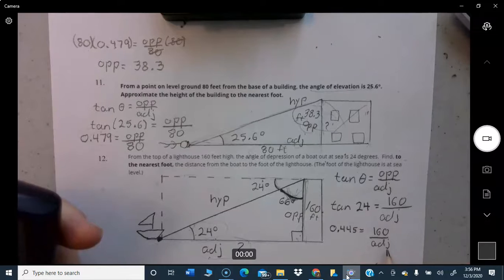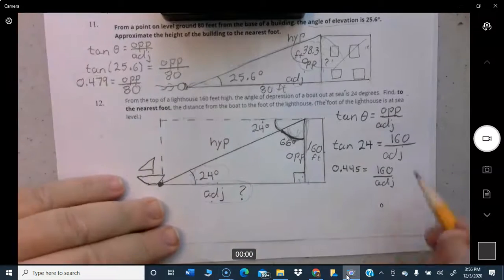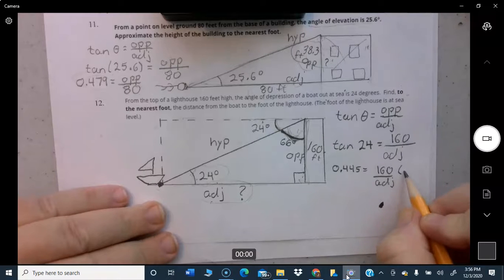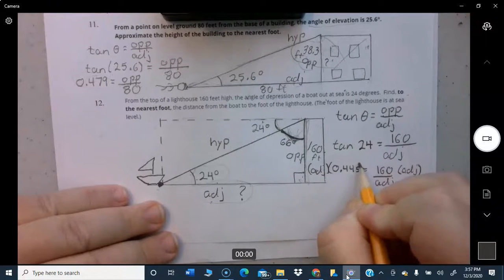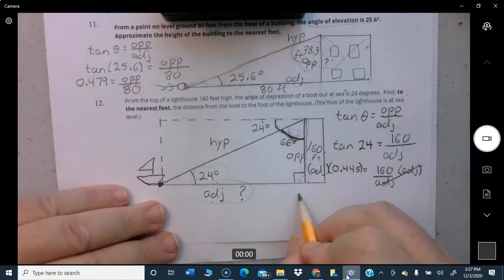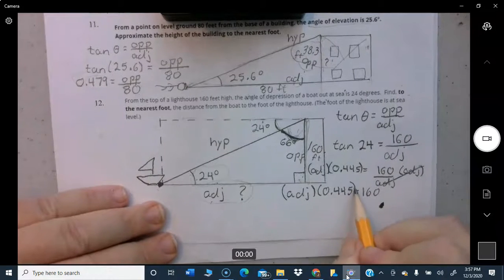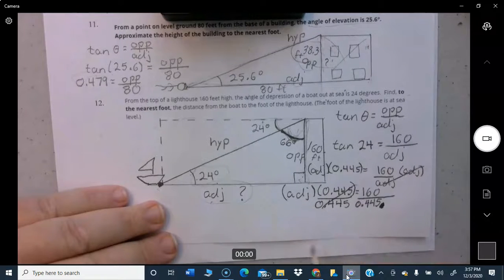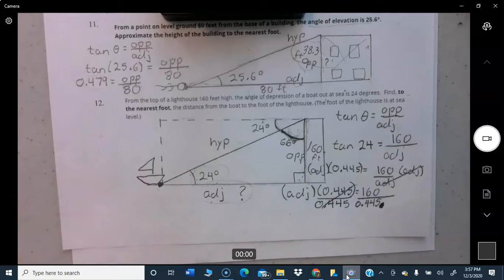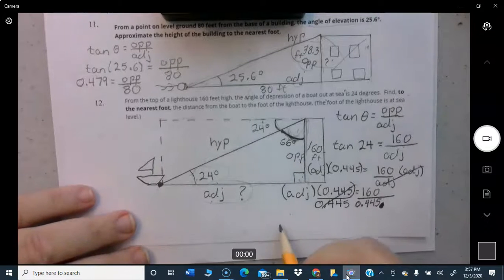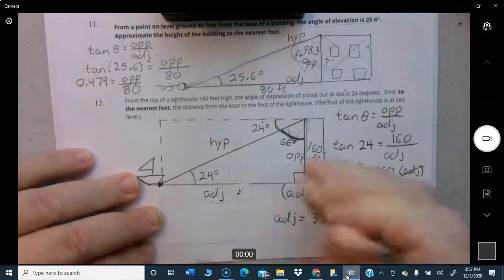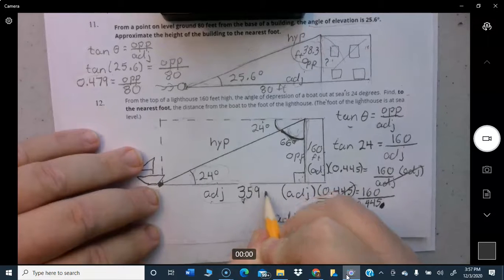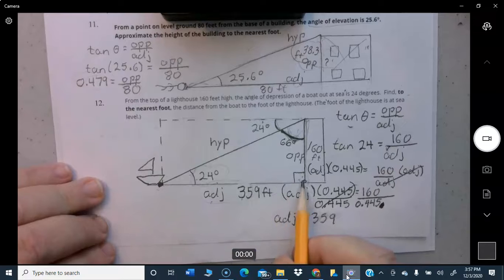Okay. Now we have to solve for adjacent. So it's a two-step algebra problem here. You get rid of the fraction because that could be confusing. Okay, so we're going to multiply both sides by ADJ. That's our unknown. And over here, ADJ. These cancel. So I'll rewrite it down here. Okay. We divide both sides by this. That cancels. And you have ADJ equals 160 divided by 0.445. And that gives us 359. So that's the distance right here. So 359 feet. That's how far the base of the boat is from the base of the lighthouse right there.